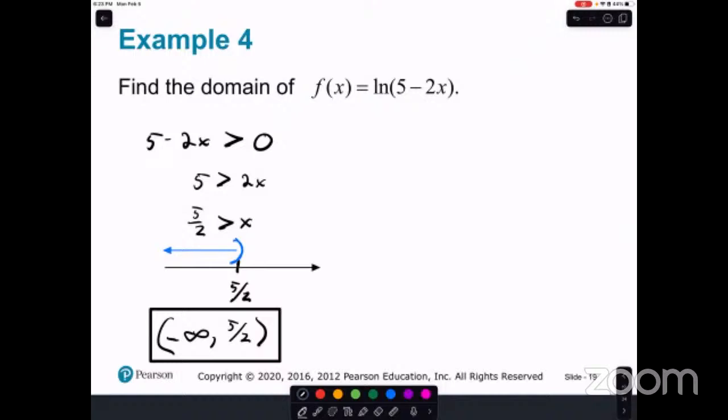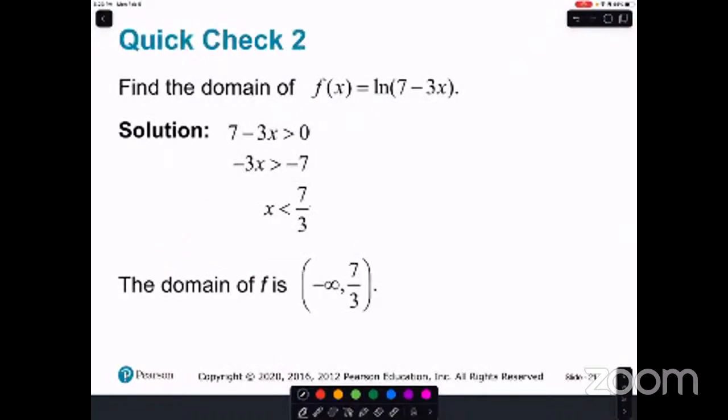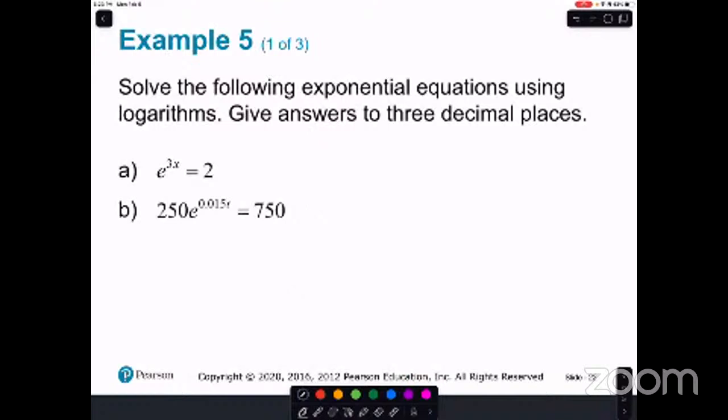All right, I think we got that result. Oh, that was another one. Oh, quick check. That's a quick check. Okay. Solve the following exponential equation using logs. Give answers to 3 decimal places.